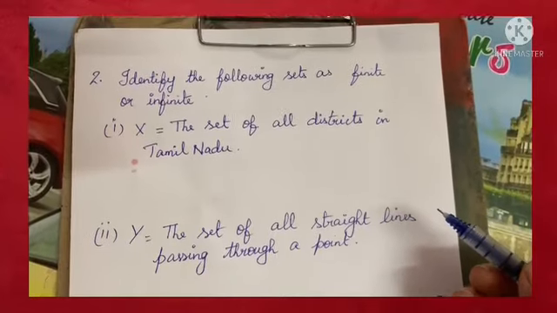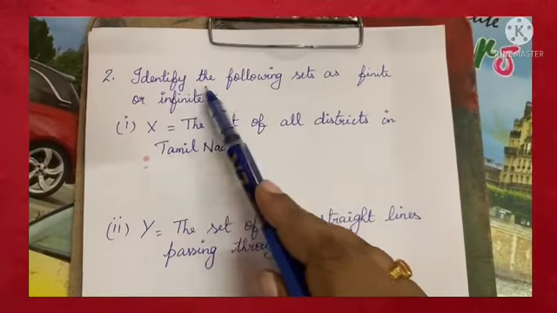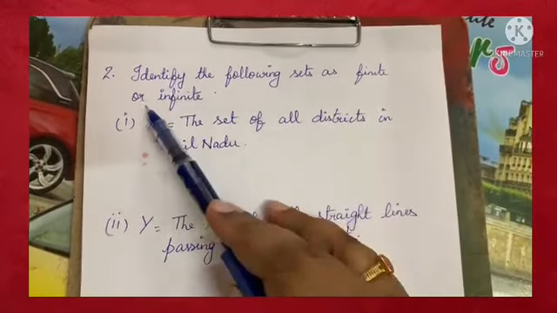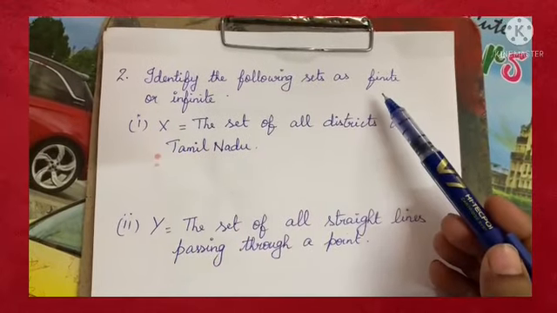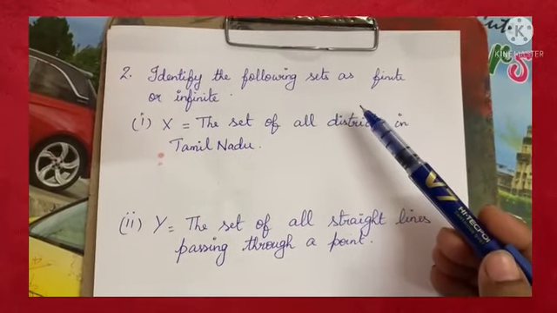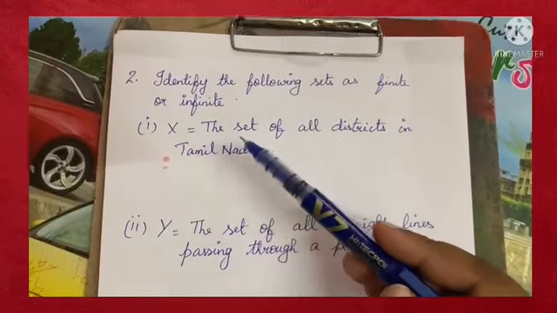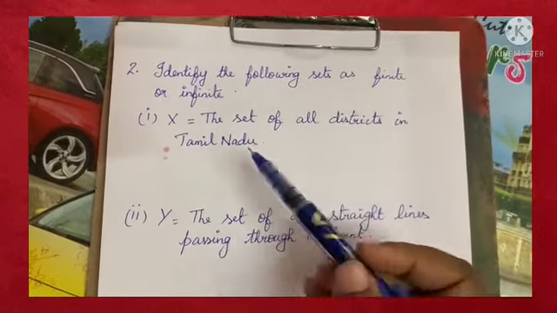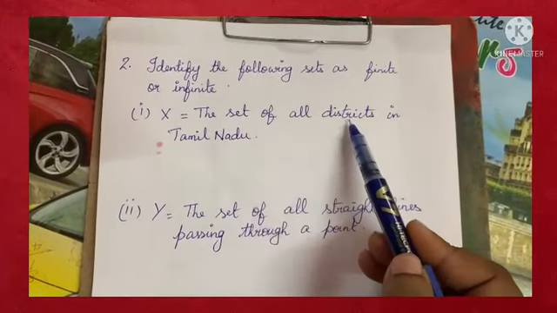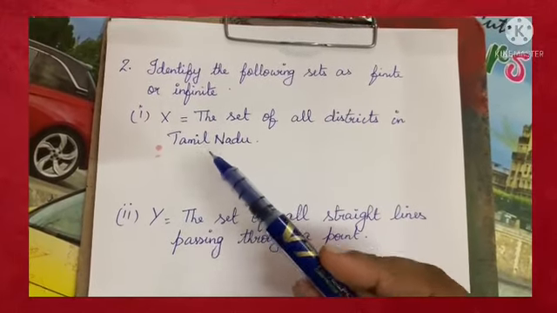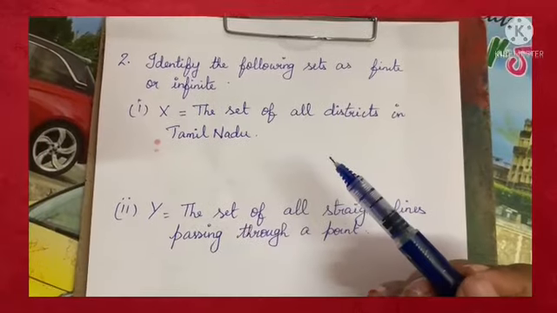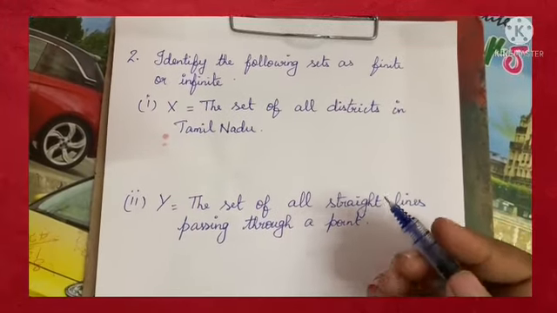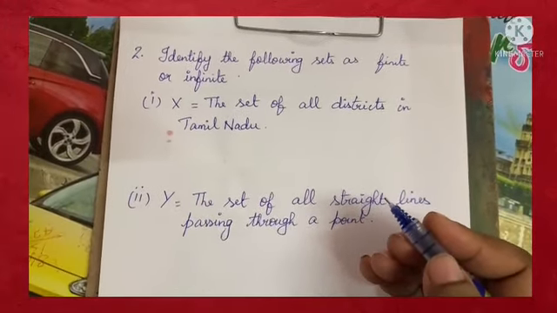Now the next sum is a very easy sum. Identify the following set as finite or infinite. A finite means countable number of elements in a set is called finite set. Infinite, uncountable number of elements in a set is called infinite. Okay, now tell me, the set of all districts in Tamil Nadu can be counted or not? Yes, it can be counted. So what type of set it is?